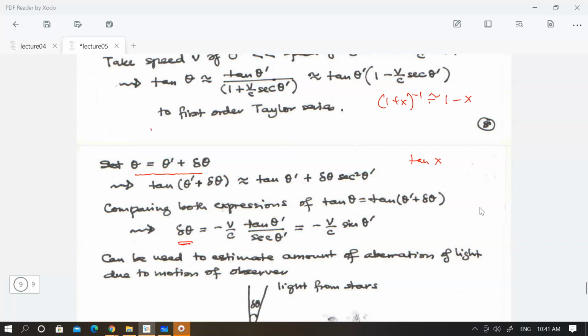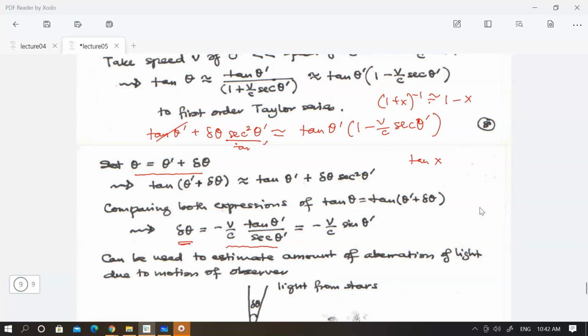Then you have that expression, tangent theta dash plus delta theta secant squared theta dash, equals tangent theta dash times 1 minus v over c secant theta dash. Then cancel that. I'm not going to do this here, but it's that expression compared with that expression, and then you should be able to simplify that. If you have any problem with that, we can go through it again.